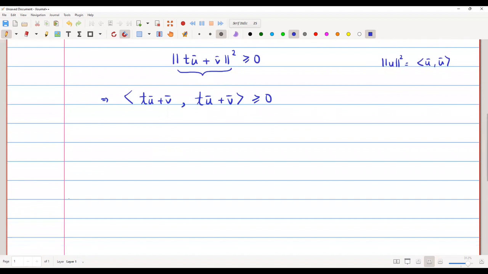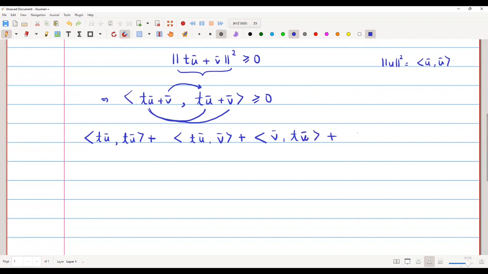Now I'll open this inner product. I'm going to get the inner product of t u bar with t u bar, plus t u bar with v bar, plus v bar with t u bar, and last, v bar with v bar. This is also greater than or equal to zero.